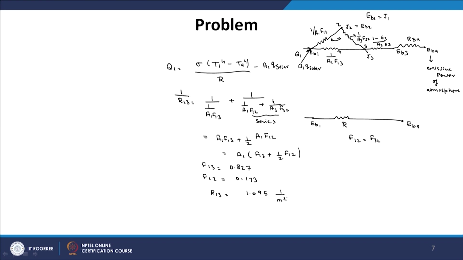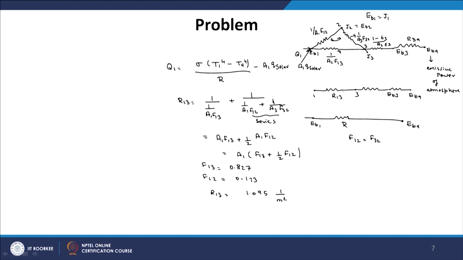So, with this our network looks like this. This is 0.1, this is 0.3, this is R13. And then we have another resistance to EB3 and then another resistance to EBA. Now, this is a serial network, so we will solve this.